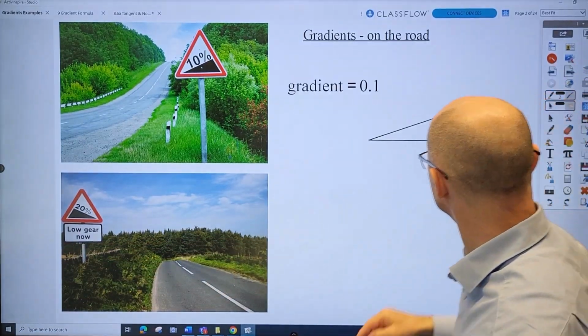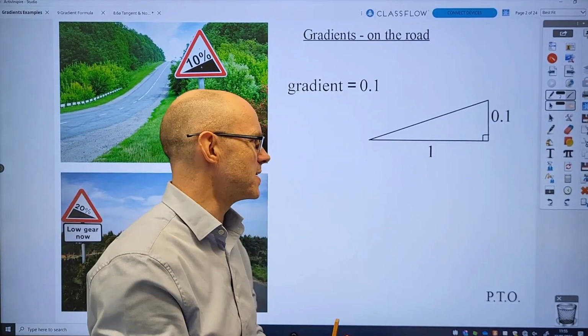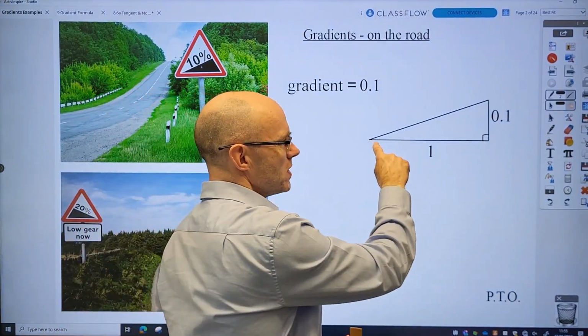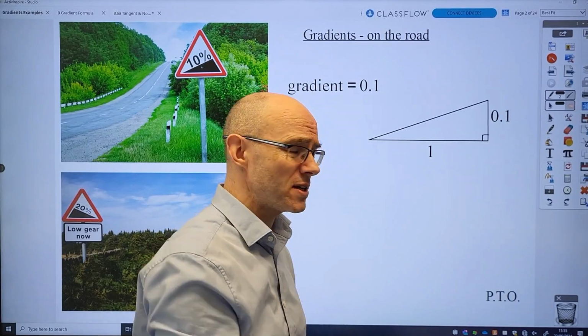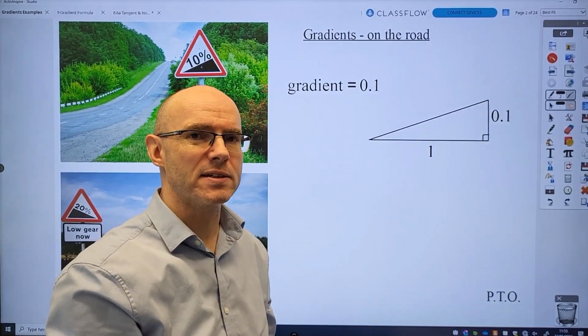This is what it looks like here. The diagram's not been drawn accurately. This is an accurate representation. So here you have 1 unit travelled, so I've deliberately not put in the units, you see, means you've got 1/10 of a unit gained in height.